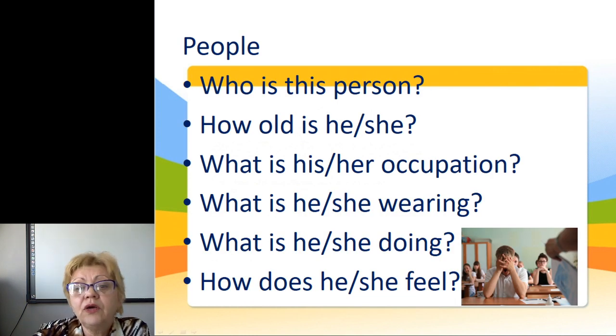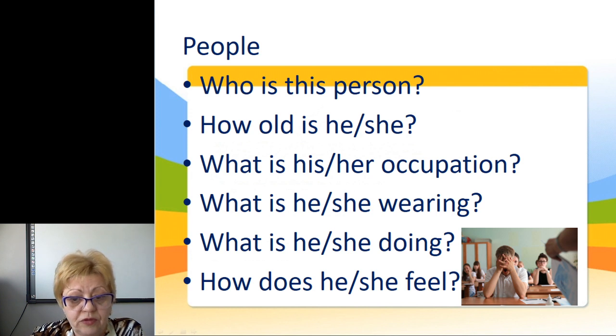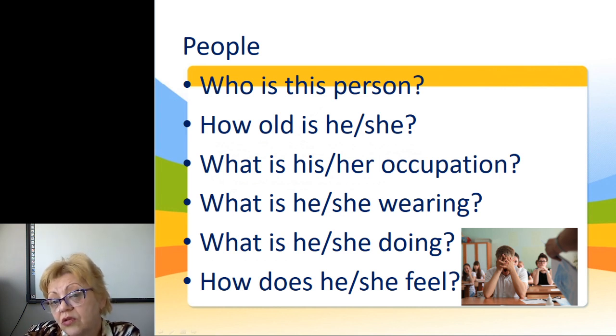People. Who is this person? So you can see a boy sitting at the front desk. He's a student, he's a teenager. How old is he, she? He's about 15 or 16 years old. He's a high school student.